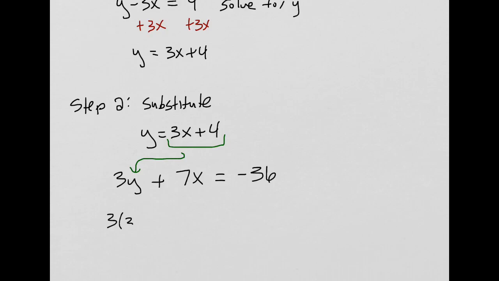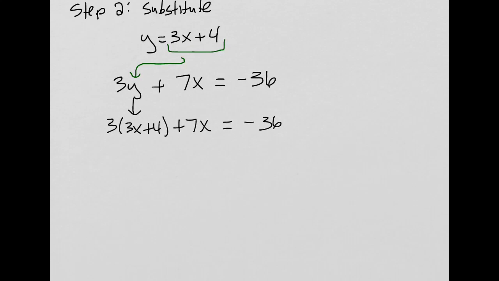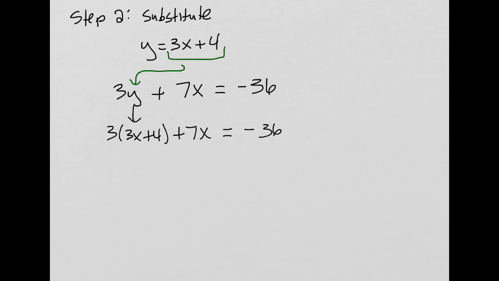So here we go. We've got 3 times (3x plus 4) plus 7x equals negative 36. So again, I replaced that y with what it was equal to from what we found in the first equation, 3x plus 4. Okay, our last step then, at least to find x, is to solve the equation that is left. So what you'll notice is that the equation that's left only has x's in it, doesn't have y's anymore. So we know how to solve an equation like that.